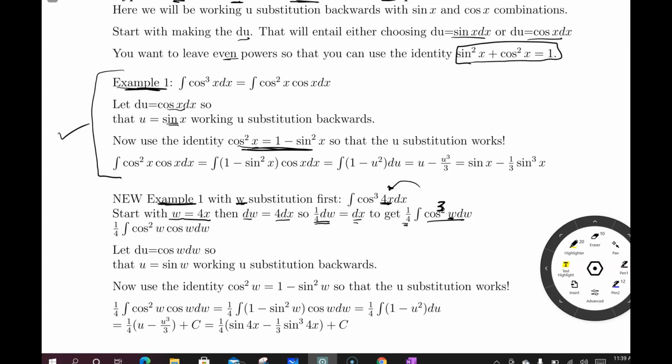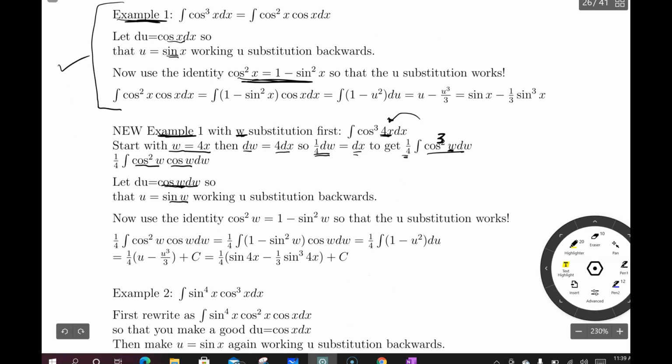Now I can break up my cosine cubed into cosine squared times cosine. Then I can go do my U substitution. So I'm keeping it as my U substitution. My du is cosine W dW, U is sine W, and you know that this identity works no matter what, as long as these angles are the same. So I could go through the same process: put cosine W dW in as du, there it is, and then I change cosine squared W to 1 minus sine squared.